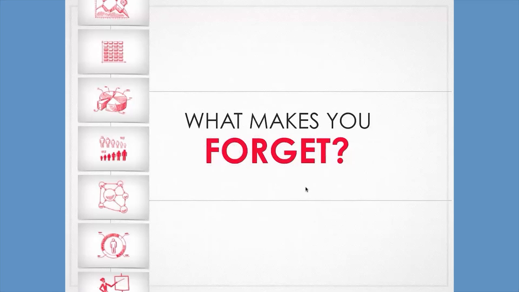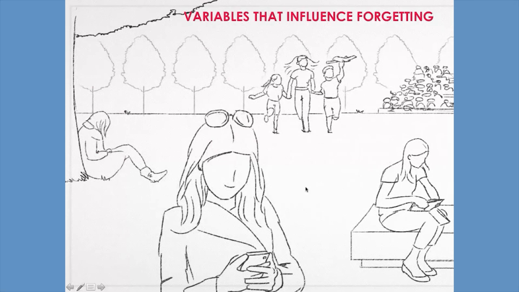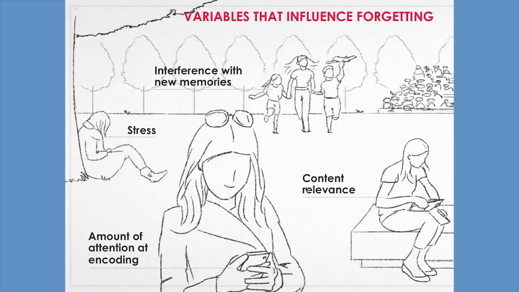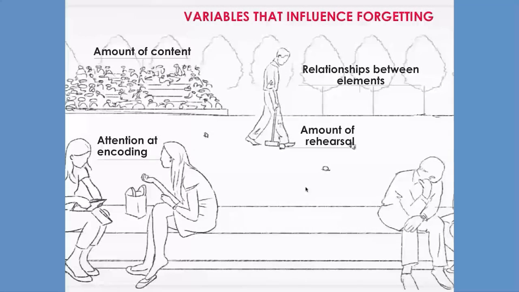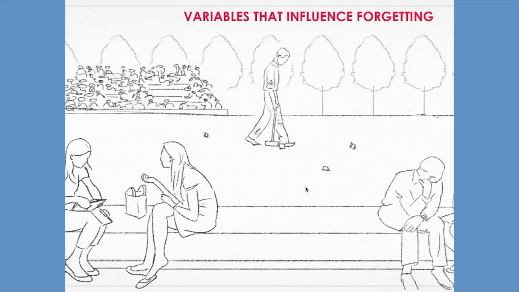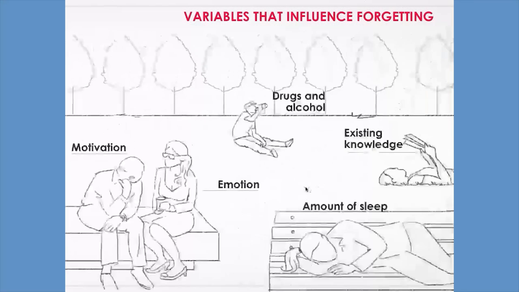As you ponder what makes us forget, know that from a research perspective and a neuroscientific angle, there are quite a few variables that influence the rate and the amount at which we forget. You can see some of these variables listed here on the screen. There are so many elements that can contribute to our forgetfulness.